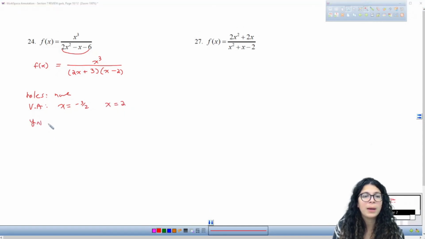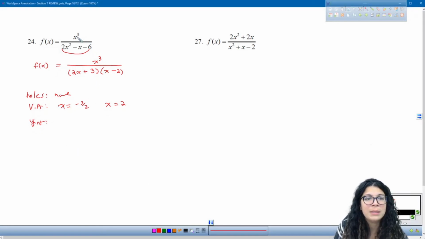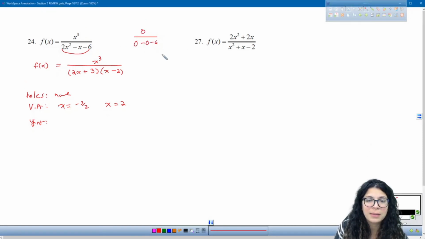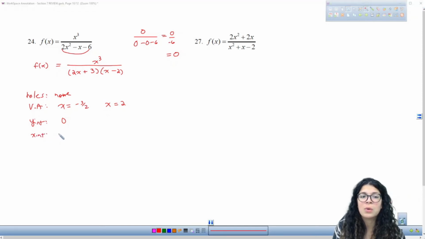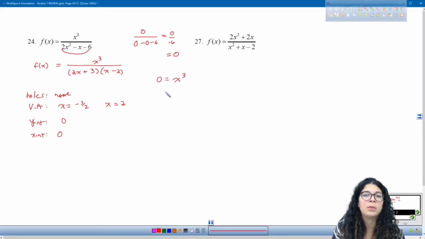For our y-intercept, we can go ahead and set x to be 0. If we set x to be 0, it would zero out the numerator. So we have 0 over 0 minus 6, which would be 0 divided by negative 6, which would be 0. Now, there are no holes, so our y-intercept is 0, which means that our x-intercept is also 0, and you could also tell that because if we set the y value to equal 0 and we multiply the denominator, which cancels, what makes x cubed 0? Well, 0.